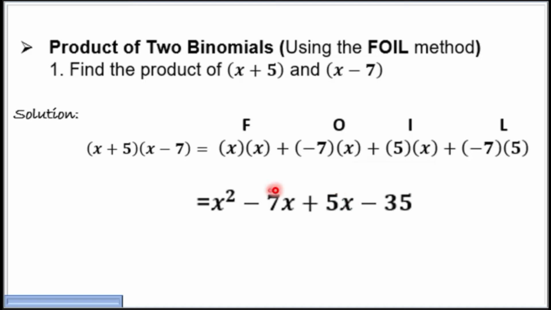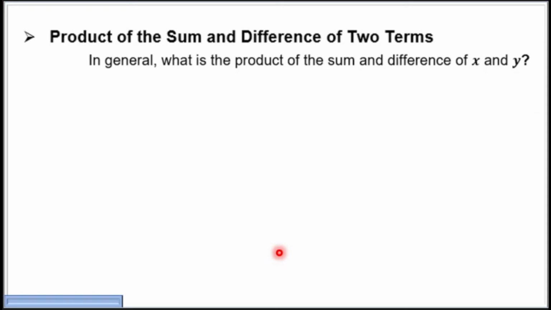So, asa may mas dako? 7 or 5? 7. So, follow the sign of the larger number. So, that's why we have x raised to the power of 2 minus 2x minus 35. Bring down na mo ni ang result need is 2x. So, negative 2x. Okay. Next one is the product of the sum and difference of two terms.